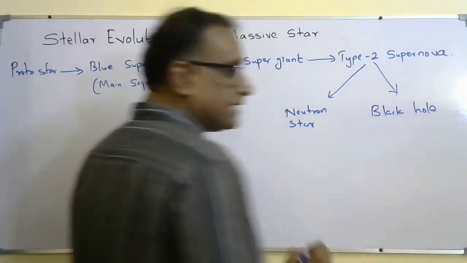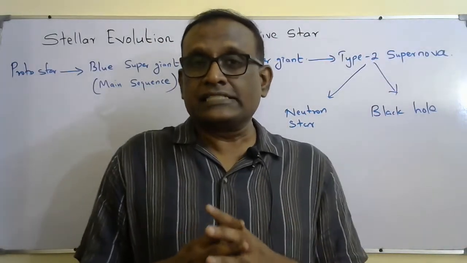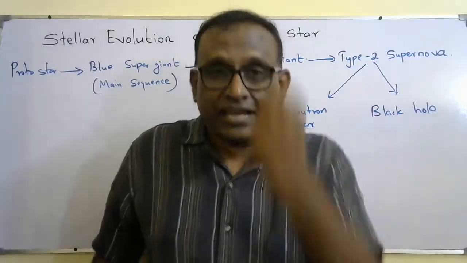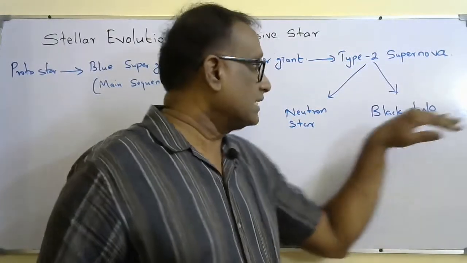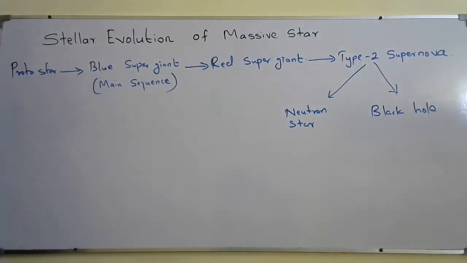Black hole means it has a huge amount of inward gravitational pressure, it will shrink a lot and the density will become very high. It can attract even light. That is the black hole stage.